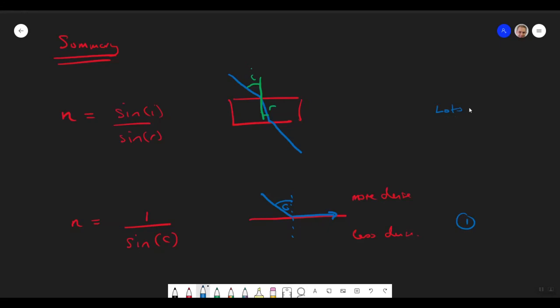And there we go. That's the refractive index and its role in various physical phenomena.